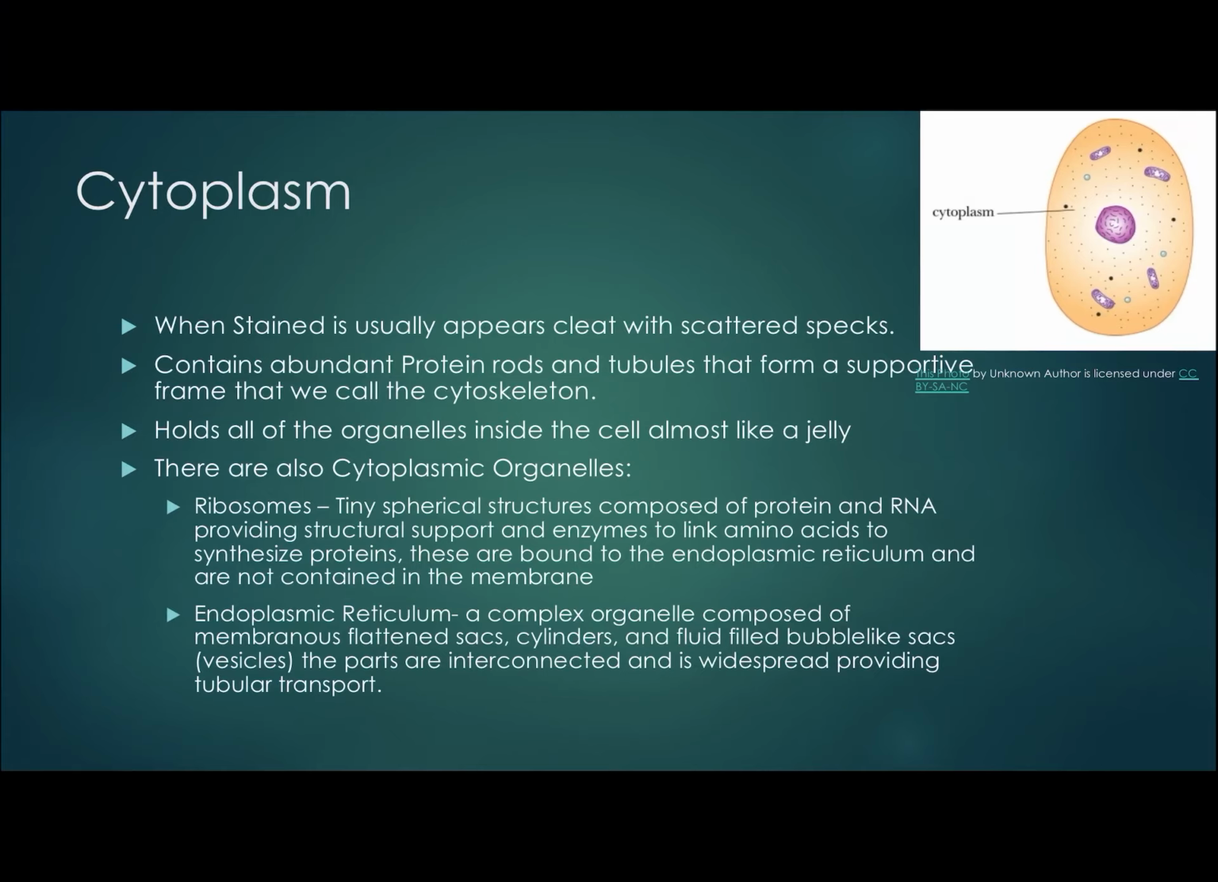There are ribosomes, and those typically are tiny spherical structures composed of protein and RNA, providing structural support and enzymes to link amino acids and synthesize proteins. They are bound to the endoplasmic reticulum and are not contained in the membrane as a free-floating substance. The endoplasmic reticulum is a complex organelle composed of membranous flattened sacs, cylinders, and fluid-filled bubble-like sacs. The parts are interconnected and widespread, providing tubular support.